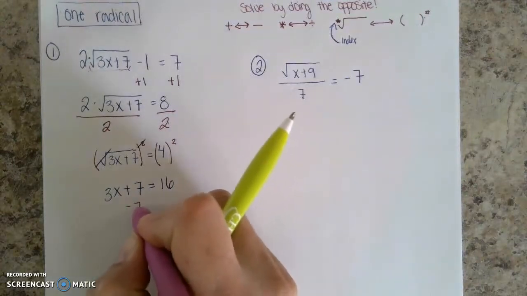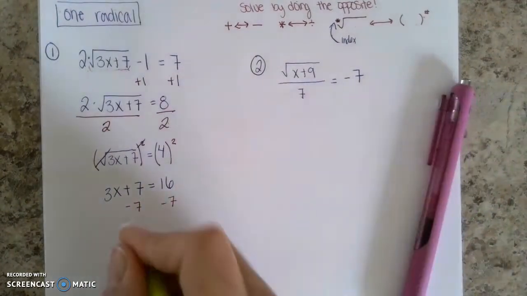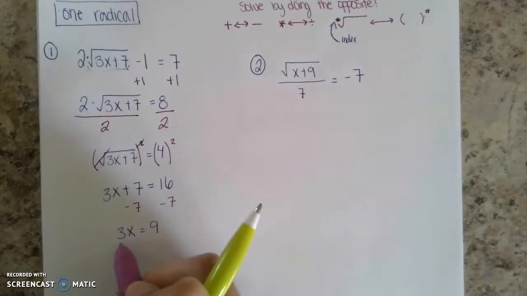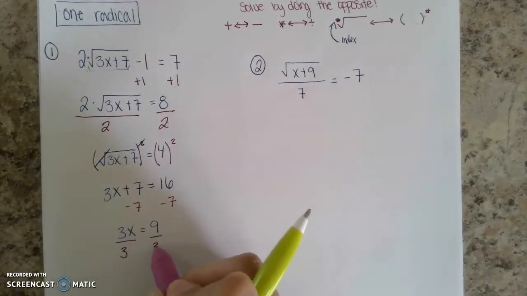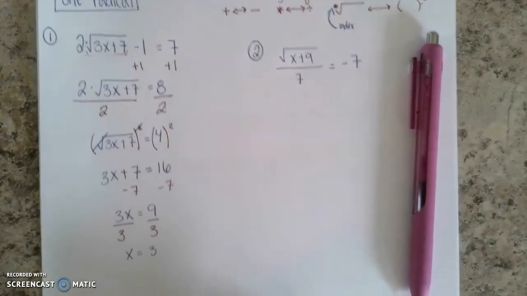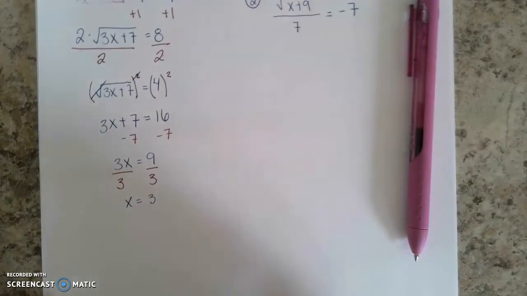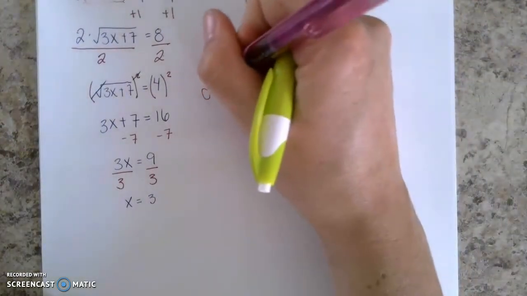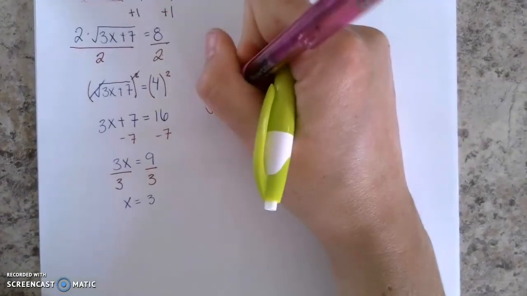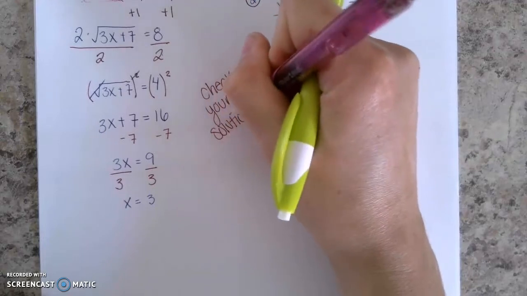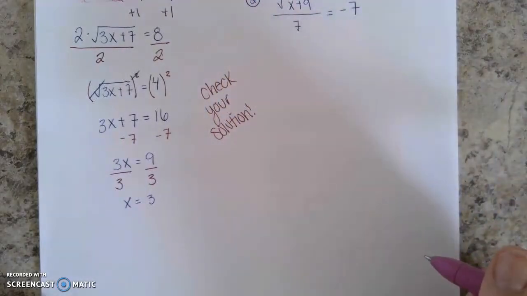So I'm going to subtract 7. So I'll get 3x equals 9. And then divide by 3. So I get x equals 3. Now, the very last thing you want to make sure you do is to check your solution. Okay, we want to make sure that it is true.